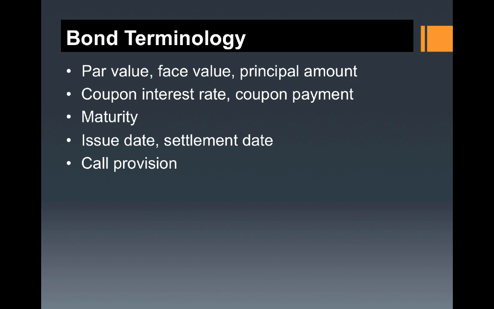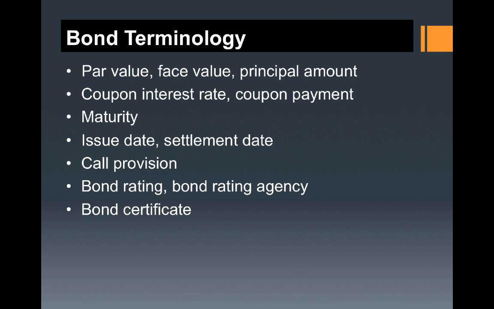Bonds are also rated by bond rating agencies. The most famous are Moody's, Standard & Poor's, and Fitch. We'll talk about how those bond ratings affect how much a firm has to pay in the form of coupon interest payments. And then the bond certificate. The terms of the bond are described as part of the bond certificate, which indicates the amounts and dates of all payments to be made on the bond.